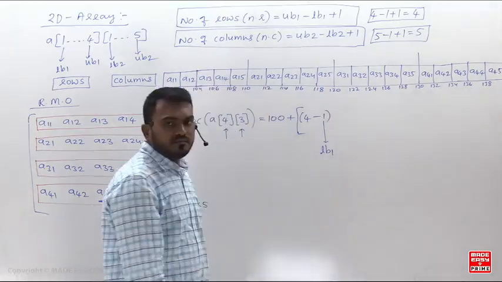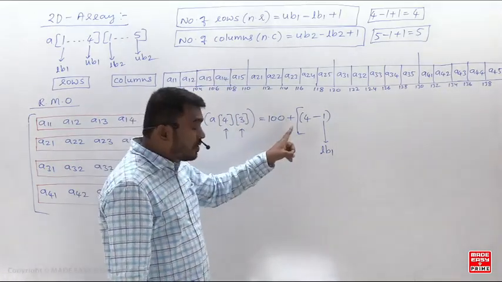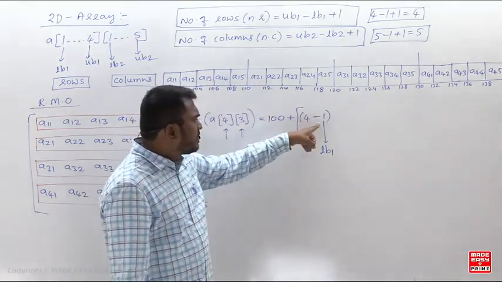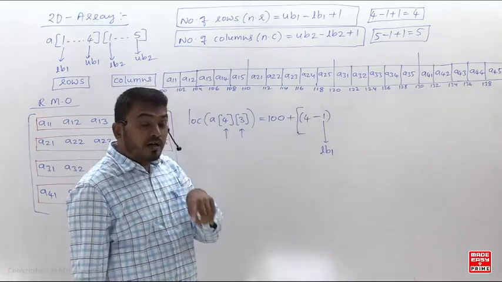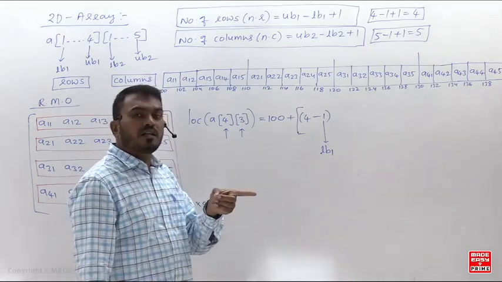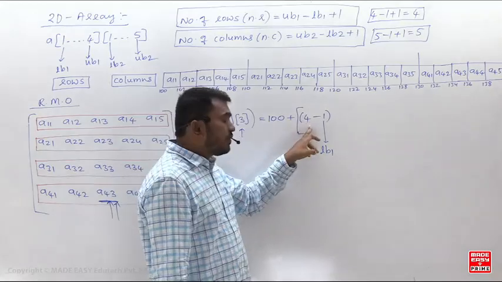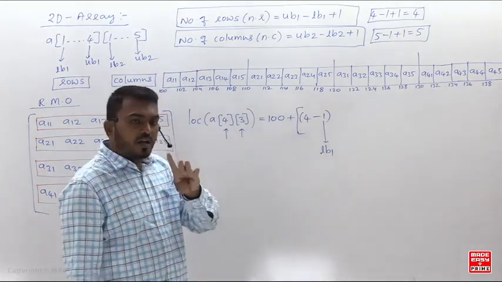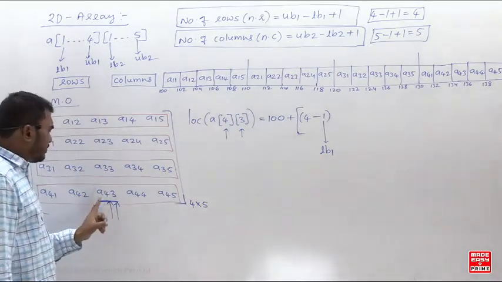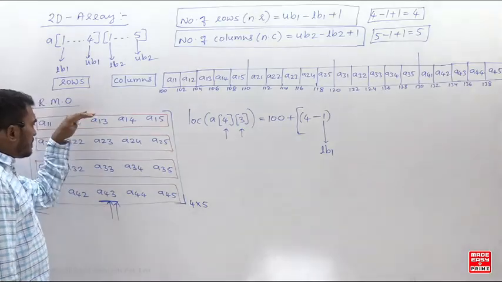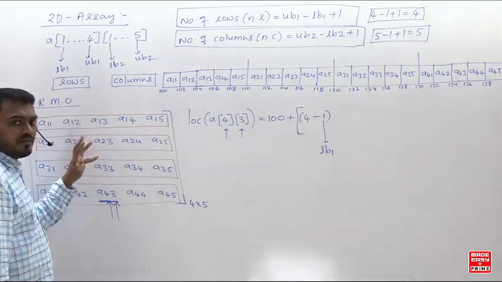What is this 1 here? Lower bound 1. When we are talking about rows, it is lower bound 1; if we are talking about columns, it is lower bound 2. Is that clear? So I am repeating: you want to go to the fourth row, third element. To go to the fourth row, how many rows do you have to cross completely? 3 rows.